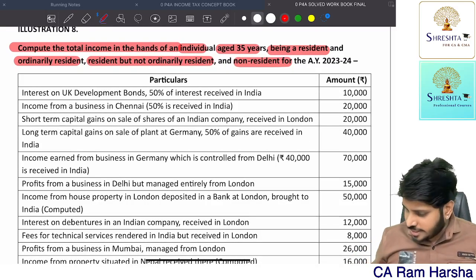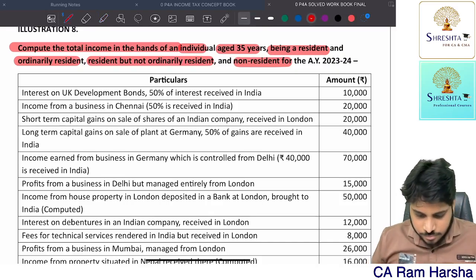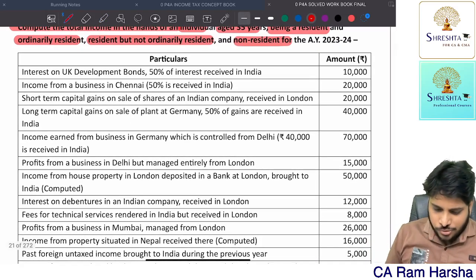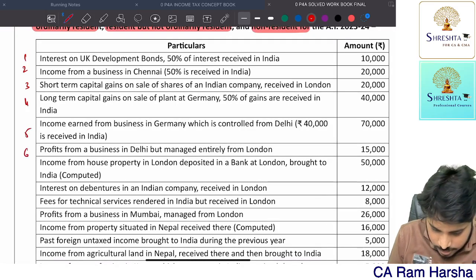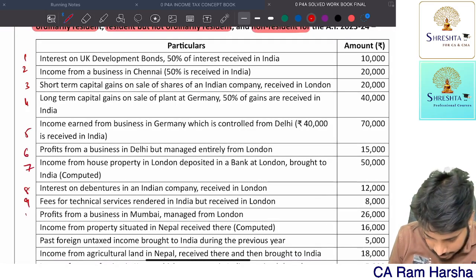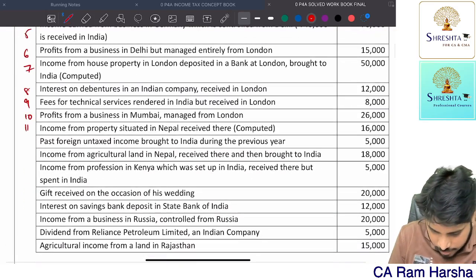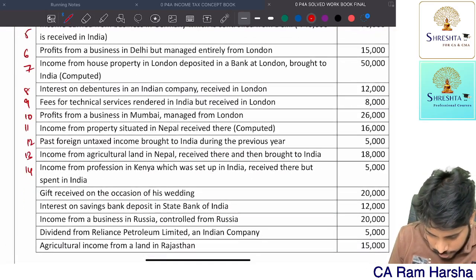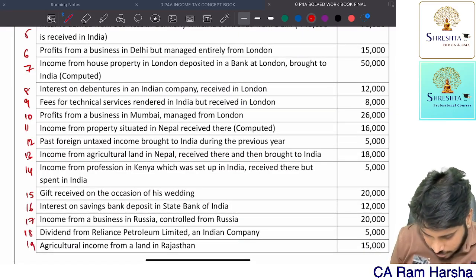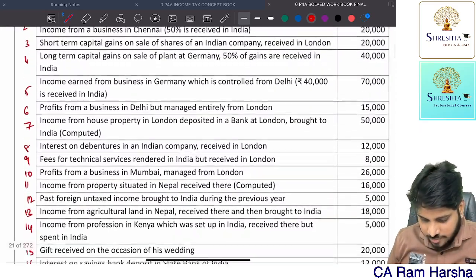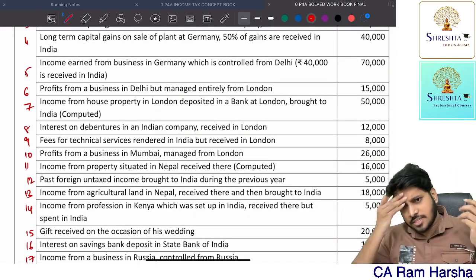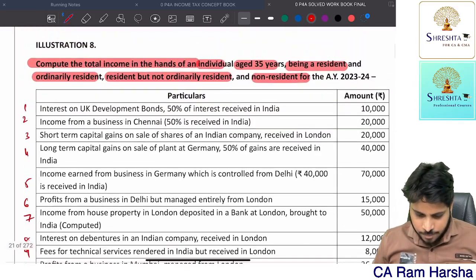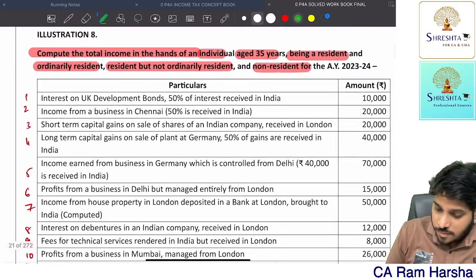So now let's look at how it is taxable. Now let us do one numbering. 1, 2, 3, 4, 5, 6, 7, 8, 9, 10, 11, 12, 13, 14, 15, 16, 17, 18, 19. Totally we have 19 incomes. I'm just giving serial numbers for better understanding. Now, first point is what?